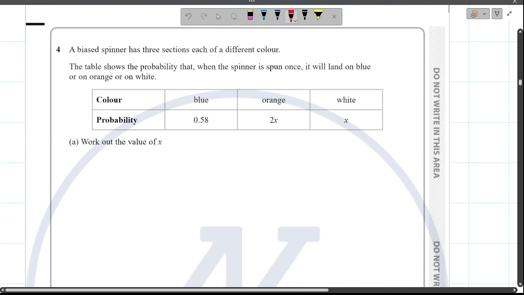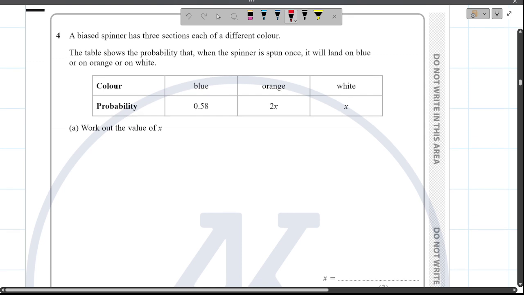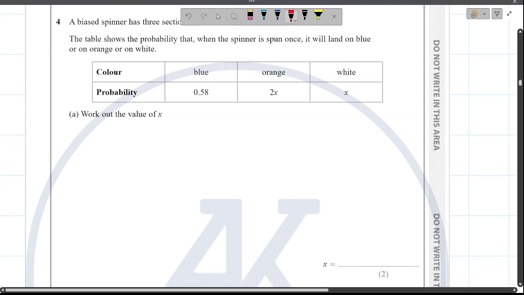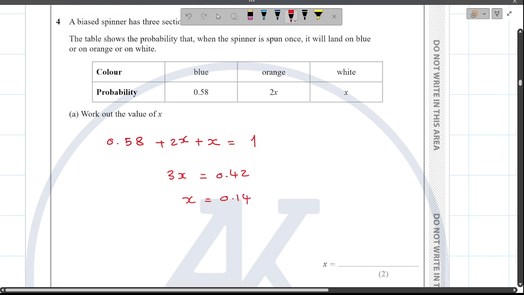A spinner has 3 sections, each of a different color. We have a table for the probability. Work out the value of x. We know that the total probability equals 1. So we have 3x equal 0.42. So x will be equal to 0.42 divided by 3, which is equal to 0.14.